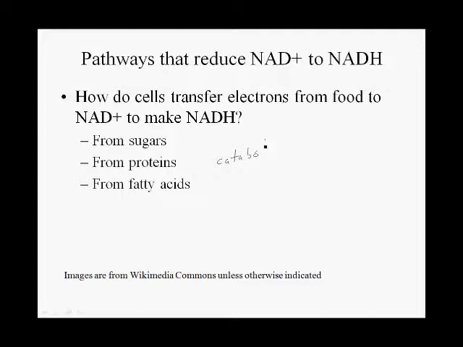So this entire kind of metabolism where foods are broken down into smaller molecules and are oxidized to extract energy is called catabolism.